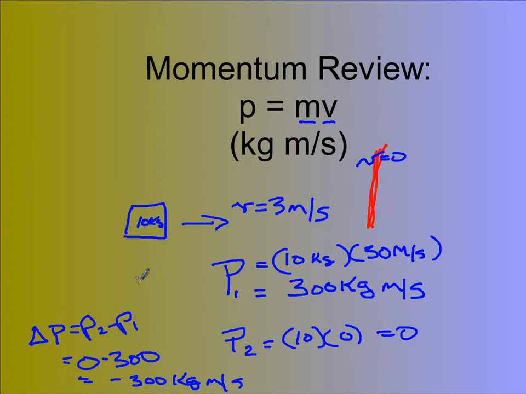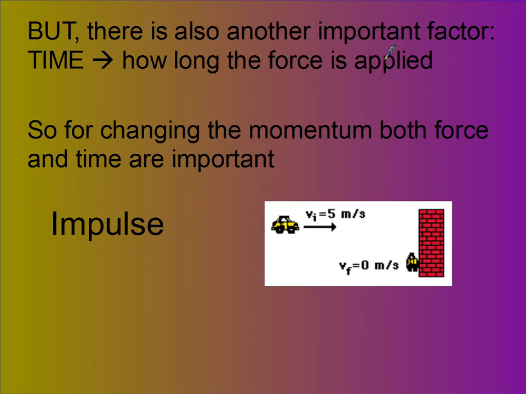So we've had a change in momentum. Now, depending upon how long this took and how much force you hit it with, that will definitely change what happens to your object. So let's look at that. We are going to analyze momentum problems with what we're going to call impulse.